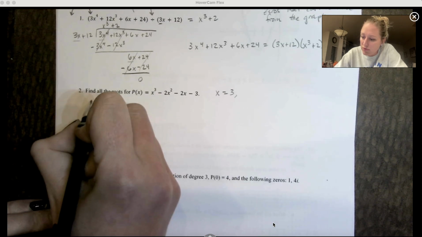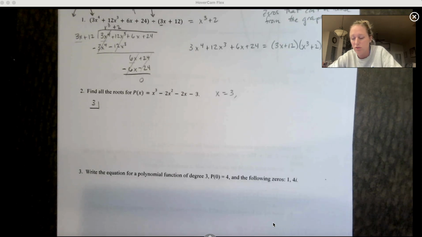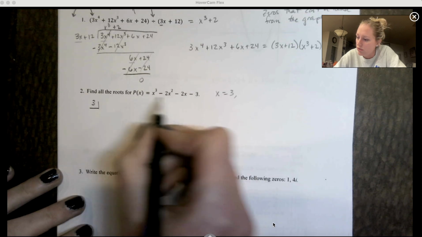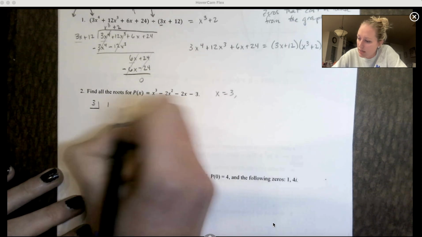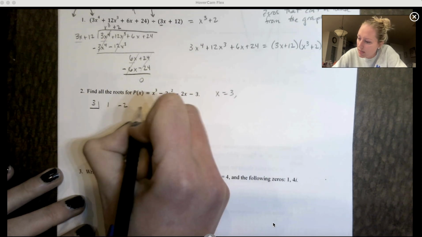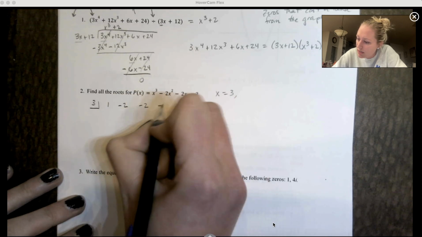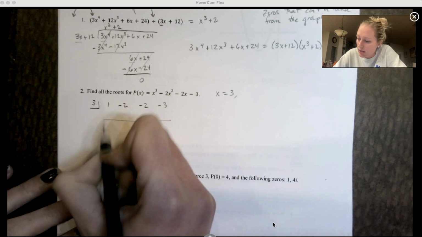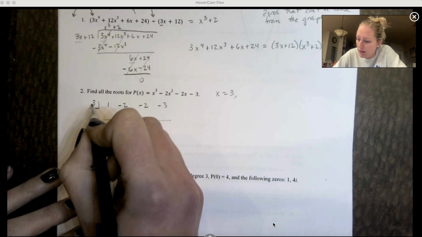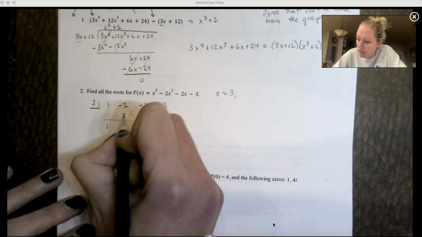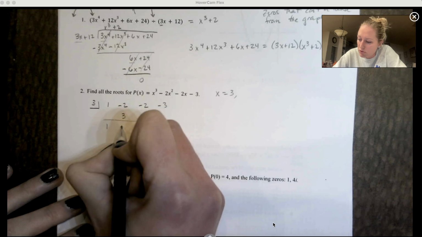So whatever we're dividing out, that 0 goes in the little box. We list all the coefficients here, so I have 1, -2, -2, -3. Okay, we're going to bring down the first one, and we're going to multiply. 3 times 1 is 3, and then we add. -2 plus 3 is 1.